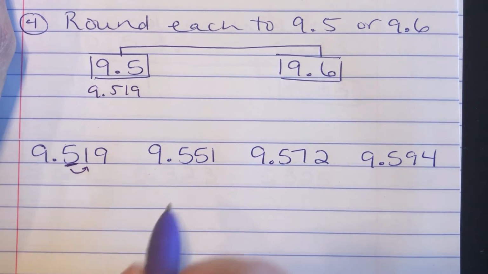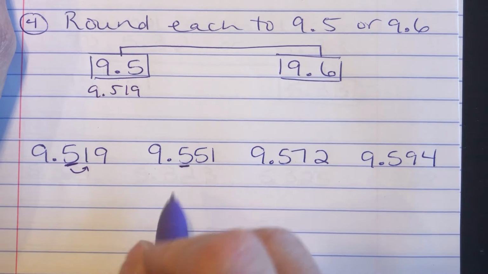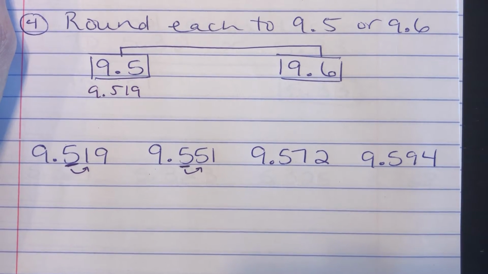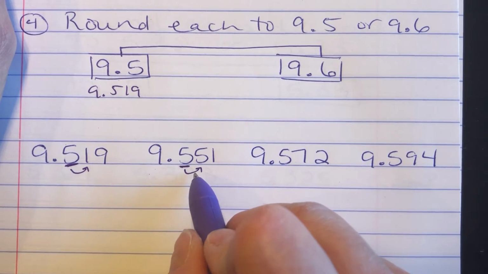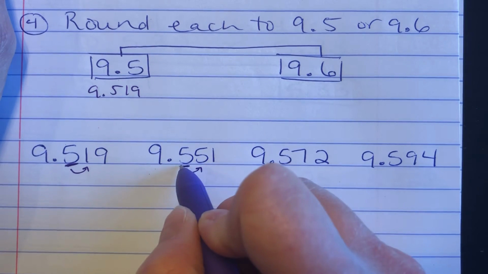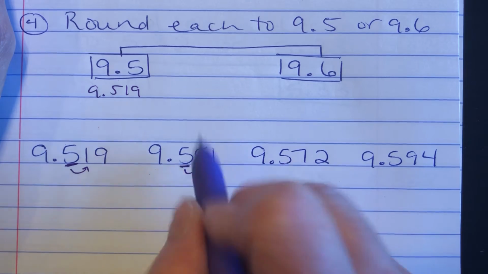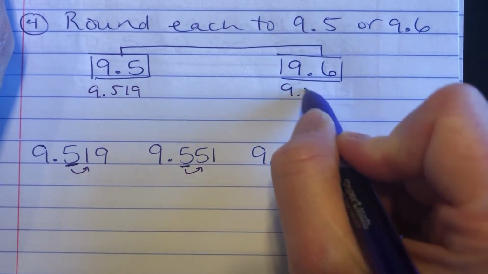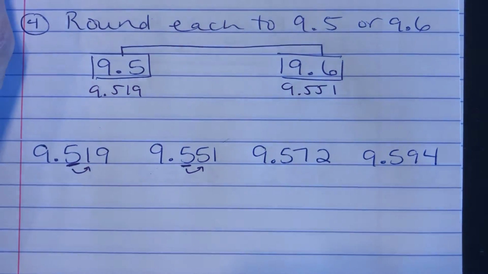All right, 9.551. This 5 is in the tenths place, and the number next to it is going to determine where it goes. This one, if you said bumps up to 9.6, you are correct. If the digit next to the place I want to round to is 5 or higher, that means it's closer to the next one up. So 9.551, I would click and drag over there.